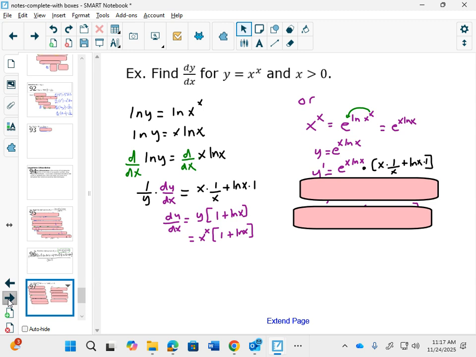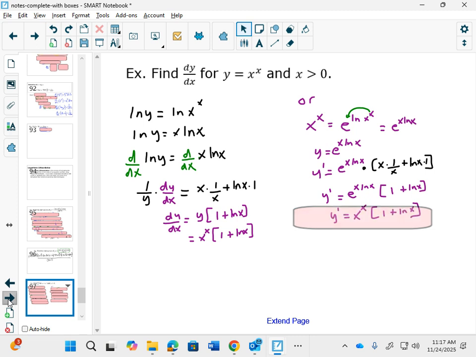You could substitute back, because e to the x natural log of x is just x to the x. And you could substitute back to get the same answer.